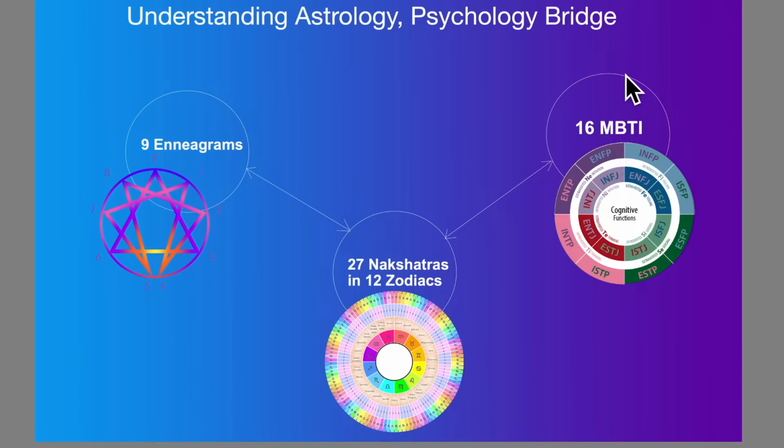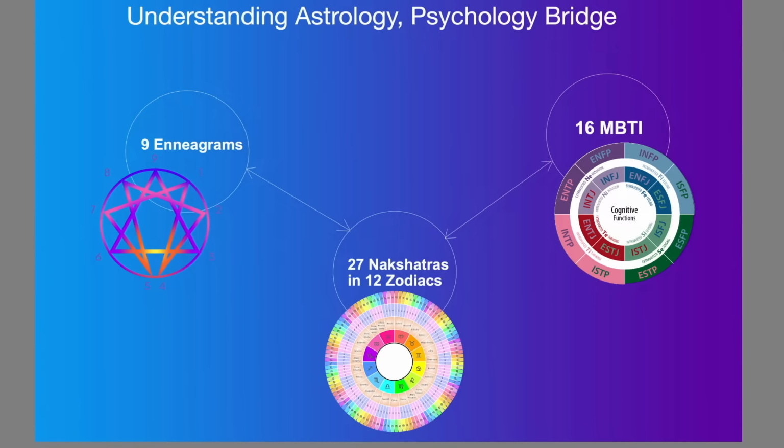And we shall also borrow the 16 Myers-Briggs type indicators of personality into the 27 Nakshatras in the 12 zodiac signs. So we'll basically bring the Enneagram as well as MBTI models into the 27 Nakshatras. So there will be 27 videos of each. This is the introduction part of every video.